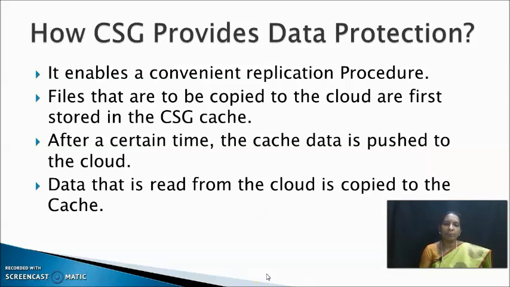How does CSG provide data protection? First, it enables a convenient replication procedure. Second, files that are to be copied to the cloud are first stored in the CSG cache memory. After a certain time, the cache data is pushed to the cloud. Data that is read from the cloud is copied to the cache memory.